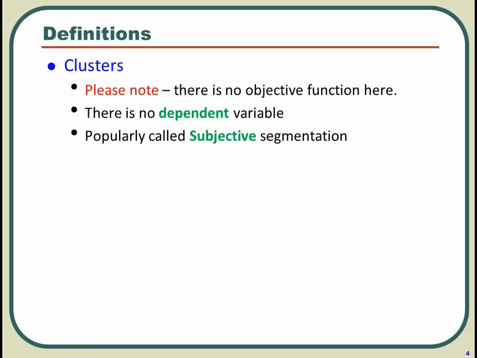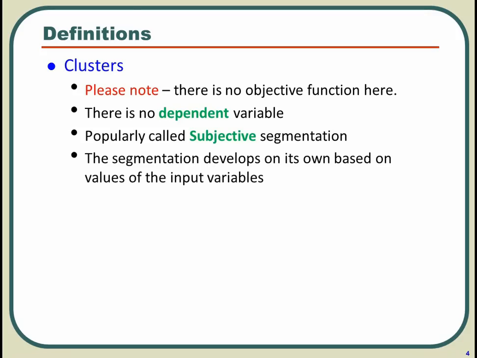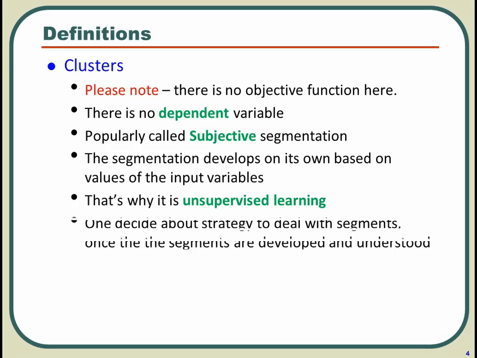So it is called subjective segmentation just because it doesn't have an objective function, and the segmentation develops on its own based on the values of input variables. Whatever input variables you have taken, in this case physics and math, whatever actual values they take for each observation, based on that the segmentation develops on its own. That's why it is called unsupervised learning, because you are not trying to set the pattern. It is just detecting the pattern on its own. And usually you decide how to deal with a segment once you have developed the segments and understood what they are trying to say.